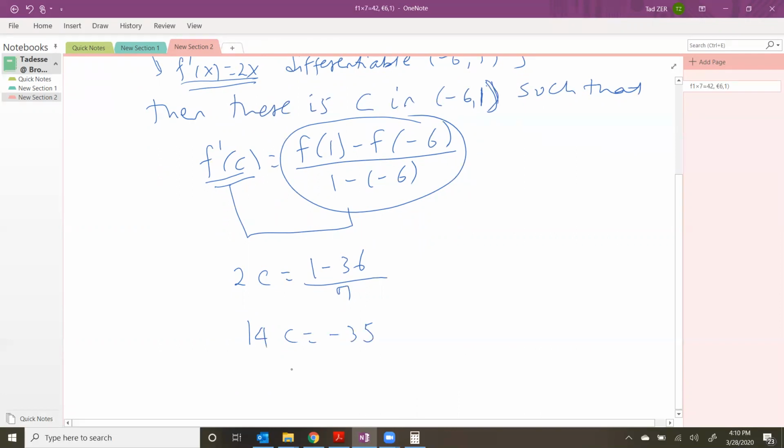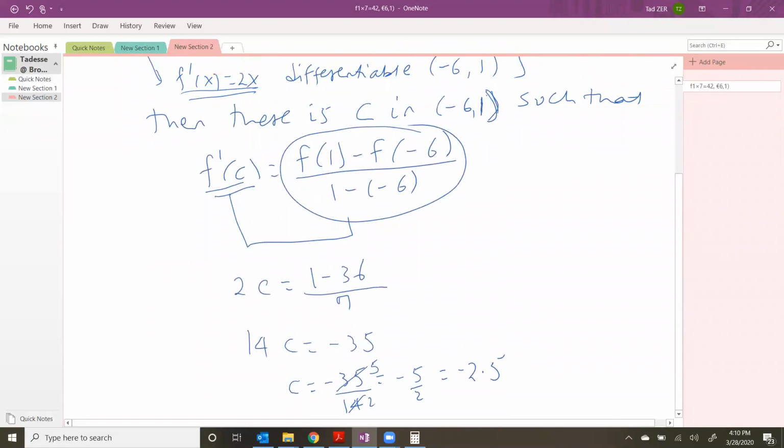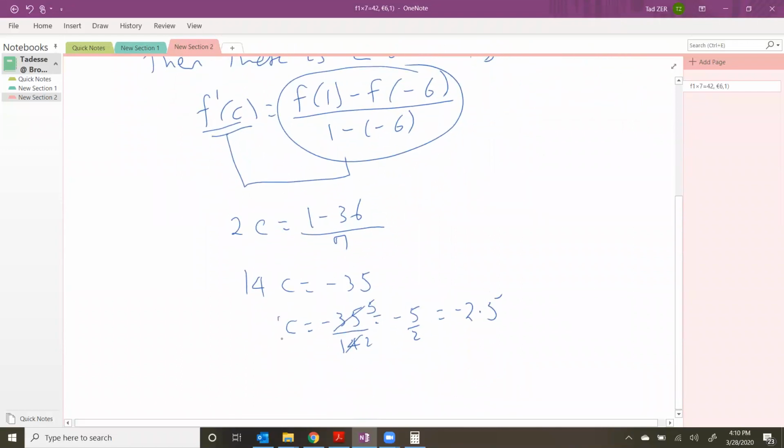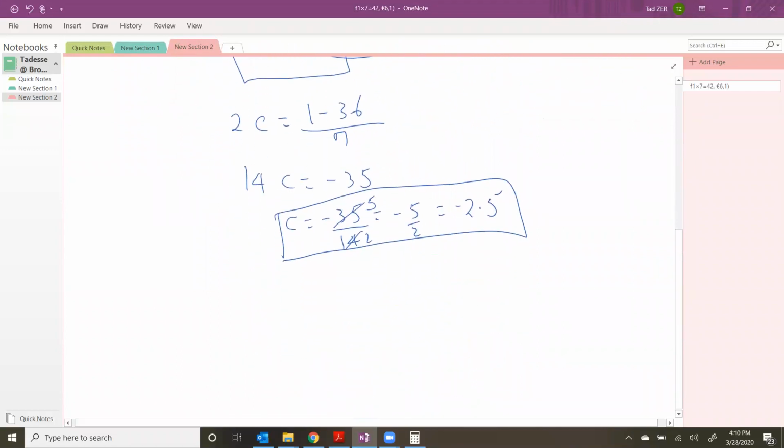So the value of c is negative 35 over 14. I can simplify this by 7. Divided by 7, the numerator is 5, and the denominator is 2, which is negative 5 over 2, which is nothing but negative 2.5. So is negative 2.5 between negative 6 and 1? Yes, of course. So that is the number c guaranteed by the mean value theorem.